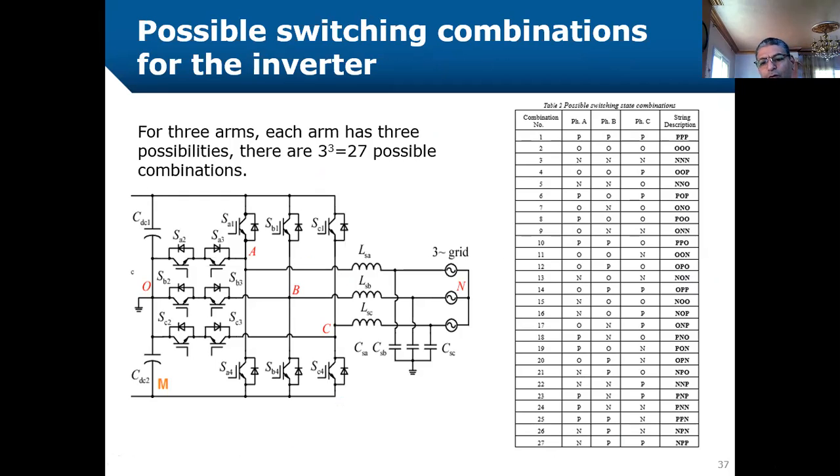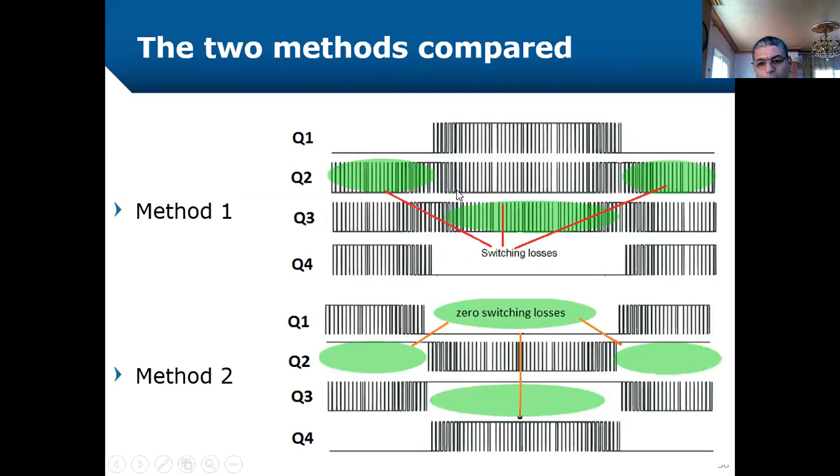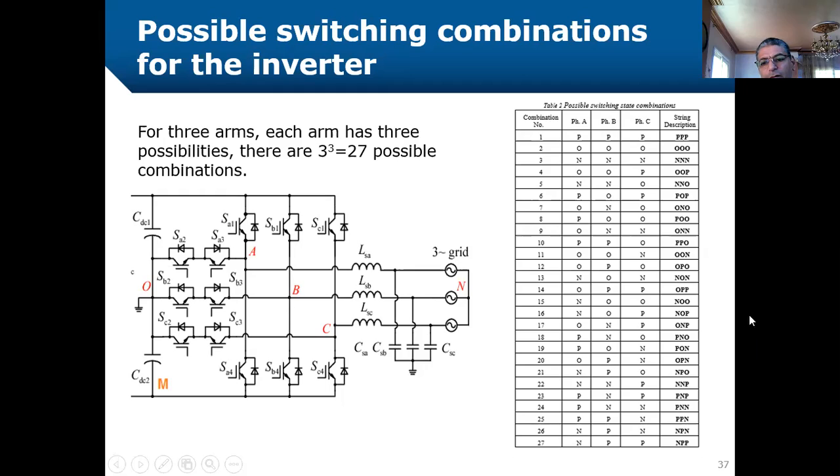So if I say to you, NON describes the conduction state of the inverter, you can say that for phase A, this N means that phase A is 0, 0, 1, 1. And the other phases, B and C, can also be extracted from the table, which gives the conduction states of the switches for each of these 2 phases.